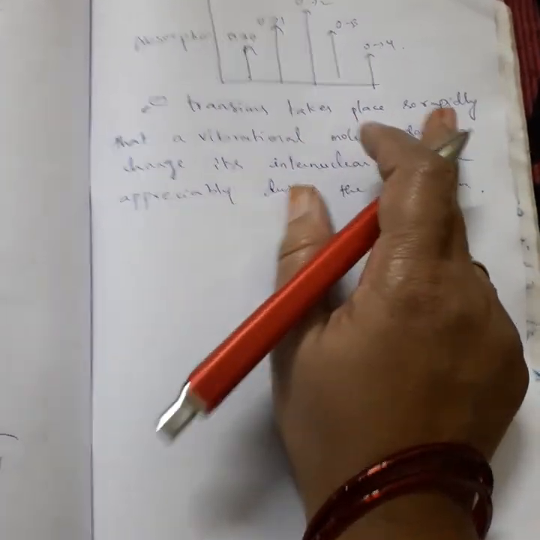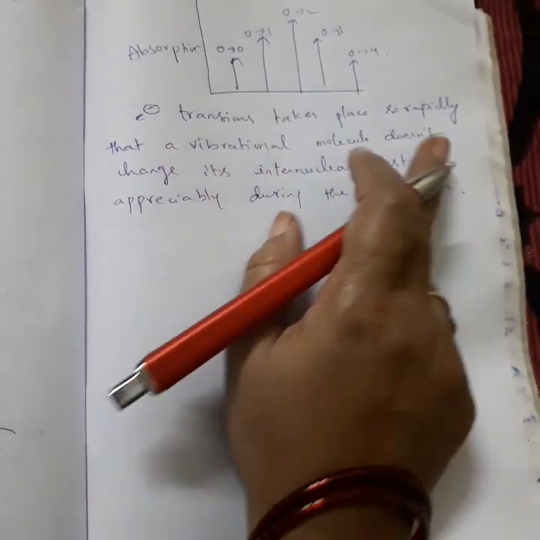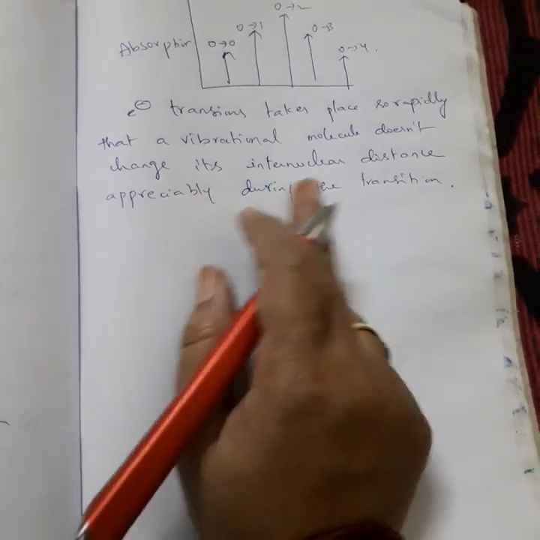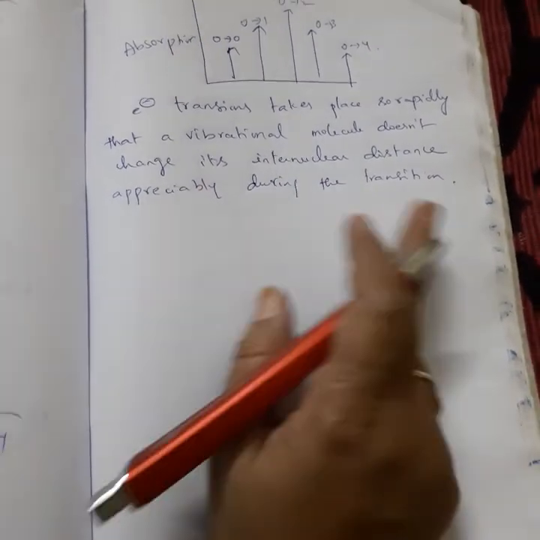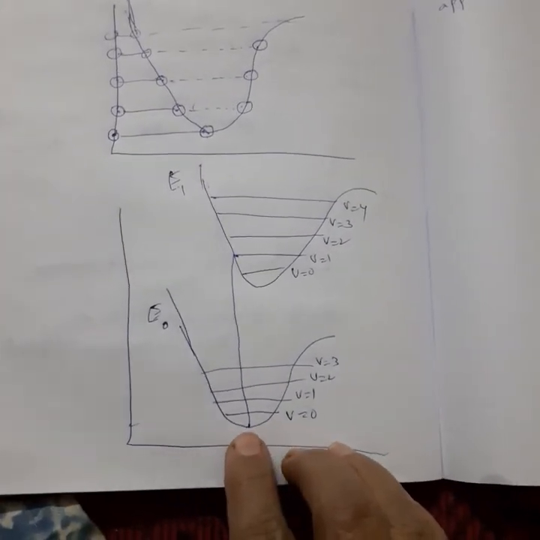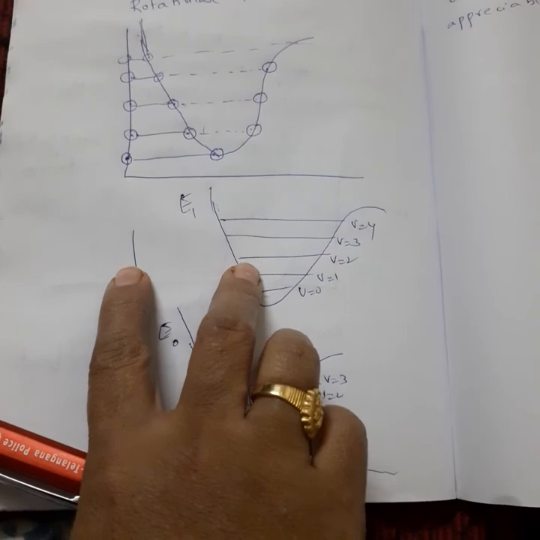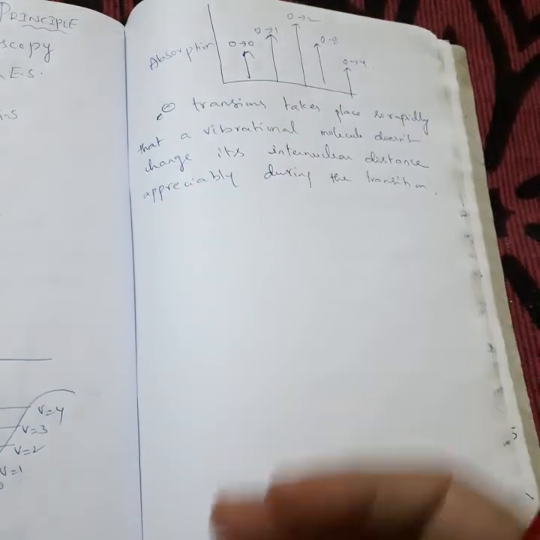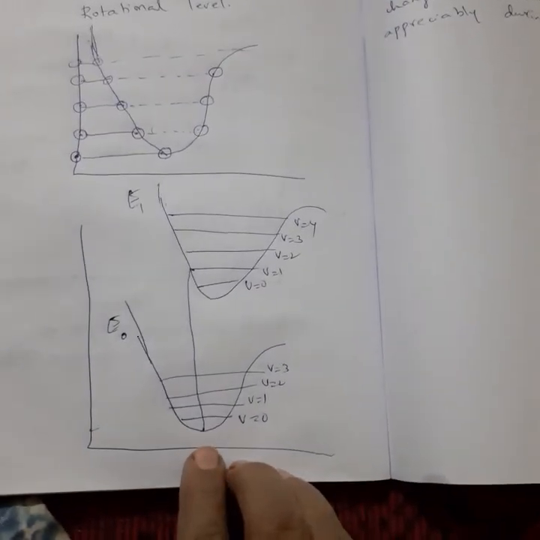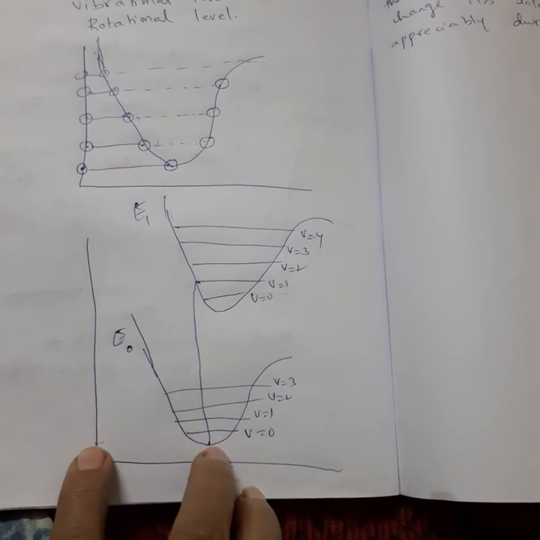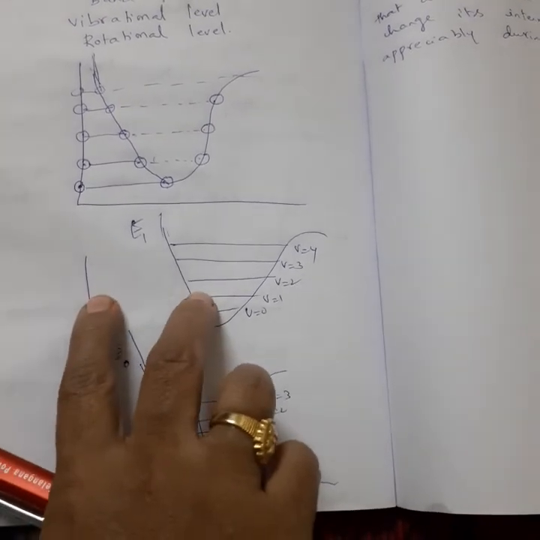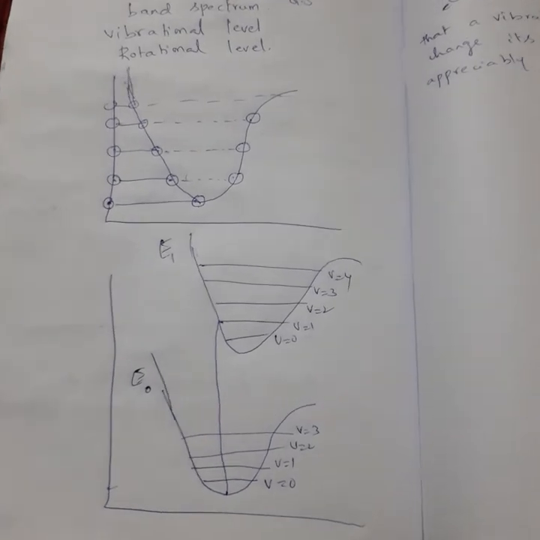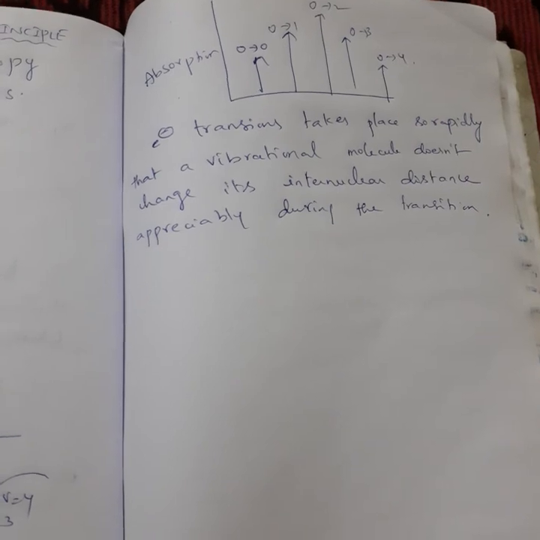Once again, I will repeat this definition. Electronic transition takes place so rapidly that a vibrating molecule does not change its internuclear distance appreciably during the transition. So if you observe here, the internuclear distance does not change. Though it may undergo n number of transitions from one vibrational level to another, among these, the transition without the change in the internuclear distance will give us clear, valuable information regarding our electronic spectra.